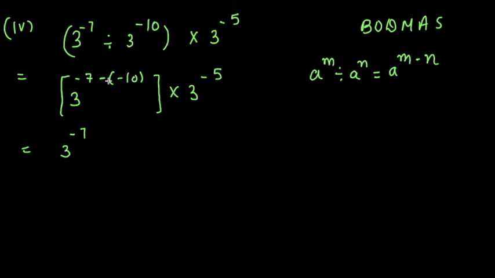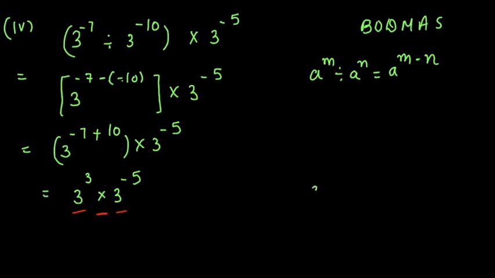I am getting minus 7, and minus becomes plus, which gives you plus 10, into 3 raised to the power minus 5. Right? Now minus 7 plus 10 gives me 3 raised to the power 3 into 3 raised to the power minus 5. Now if you see, again I am getting the same bases and the operation is multiplication. So what identity can I use? If my bases are same and the operation is multiplication, then in that case we add powers. So what will it be? 3 raised to the power 3 plus minus 5, which gives me 3 raised to the power minus 2.